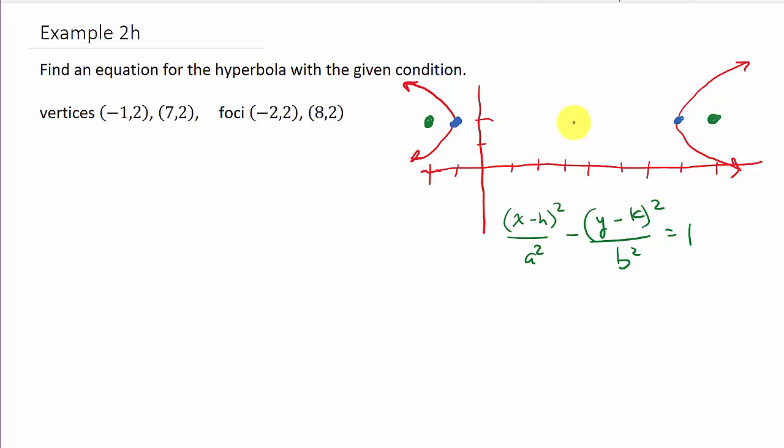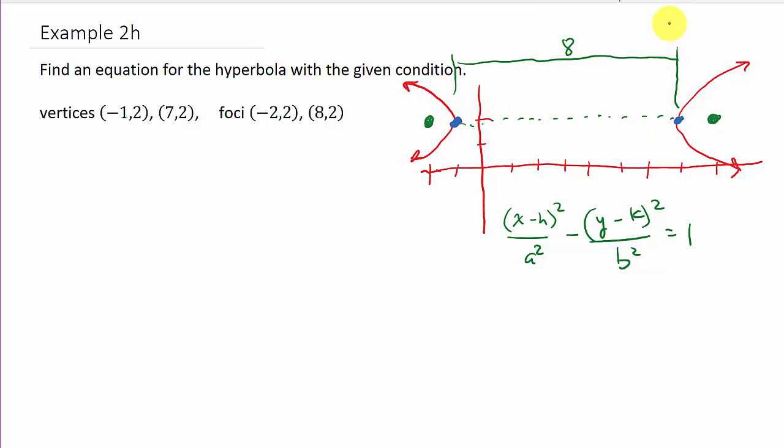Alright, so if we look at this, we know that the center is halfway between the vertices. Okay, so if you look at this distance here, from here to here is 8 units. I'm sorry, from here to here would be 7 units, because this is the point 7,2, and then this we go one more unit, so this is 8 units apart.